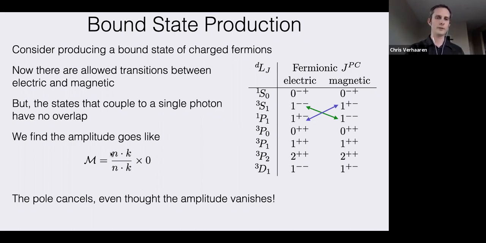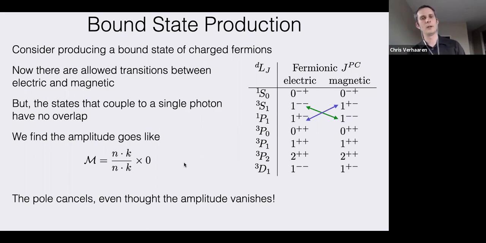However, you can show that this vanishing amplitude goes like n dot k over n dot k. So it's unambiguously zero in that case. The pole has canceled and it still vanishes. So I guess the take-home lesson here, sorry this has been so quick, is that single photon production of magnetic monopoles by electric particles is zero.